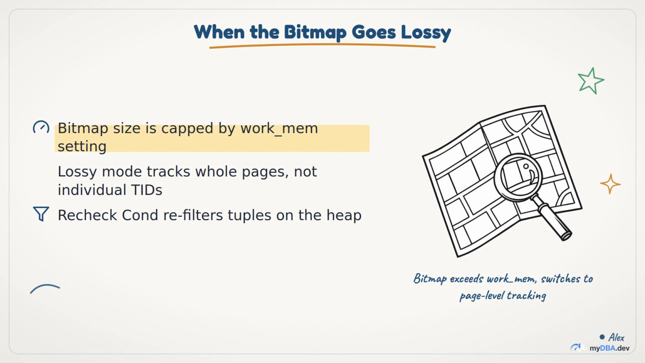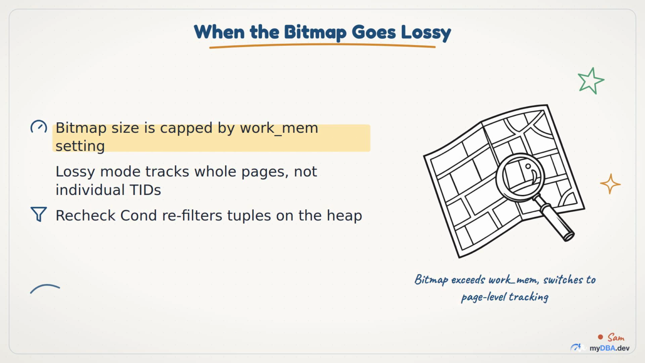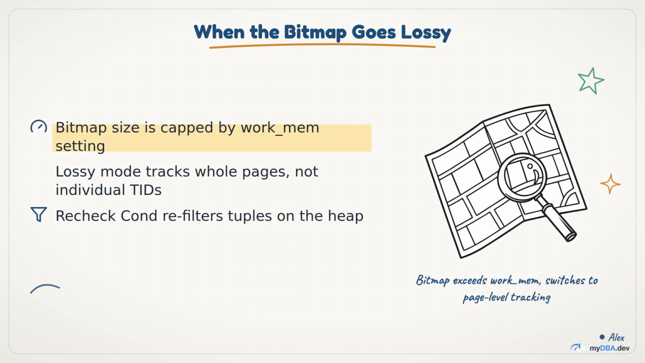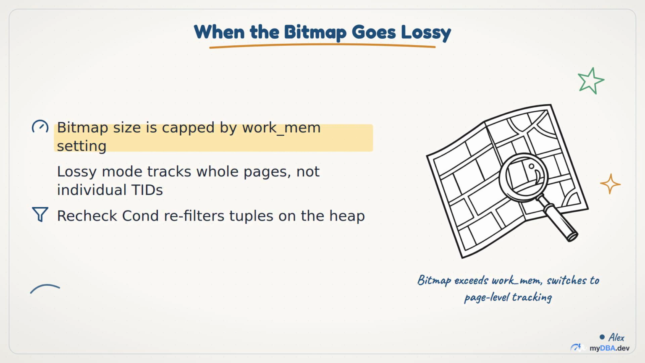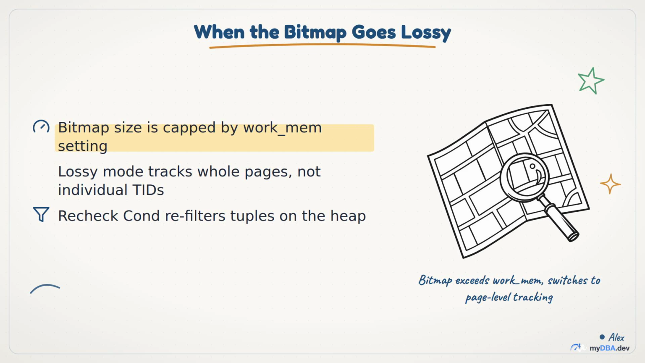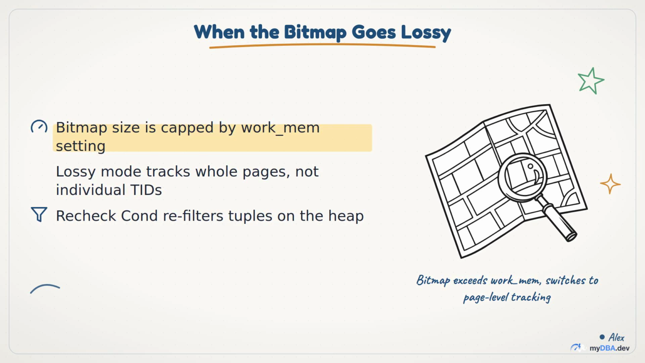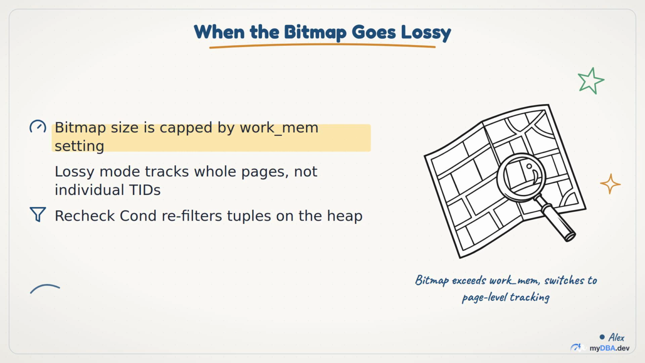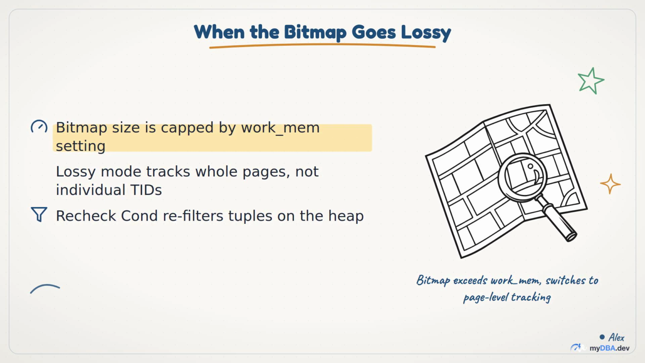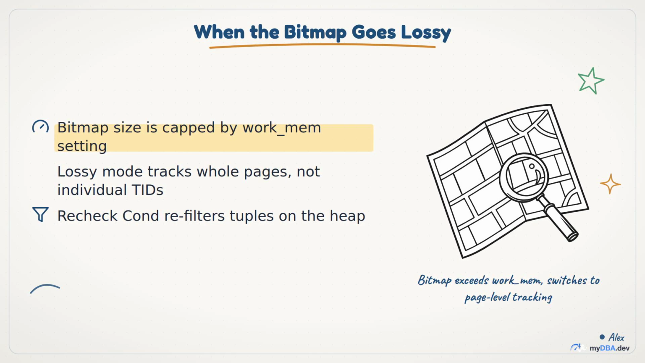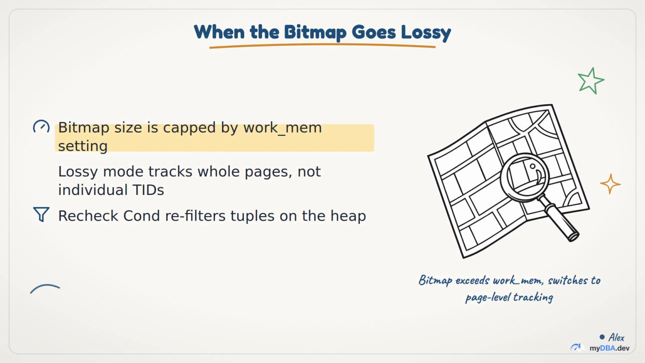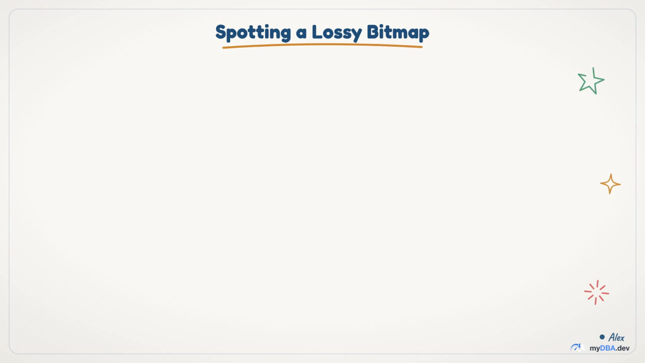It's a fallback mechanism. So it loses precision? That doesn't sound great. Right. A lossy bitmap says matching rows are somewhere on these pages, not exactly at these TIDs. That means when Postgres reads a lossy page, it has to recheck the index condition against every tuple on that page. That's the Recheck Cond step. Rows that don't match get discarded, and you'll see them counted in Rows Removed by Index Recheck. That's your signal.